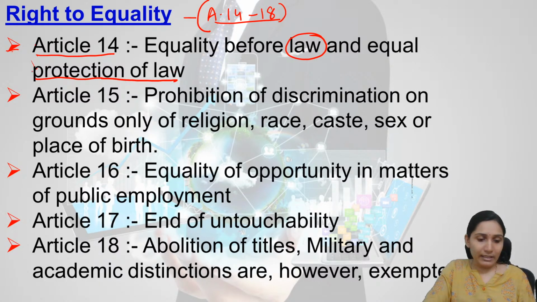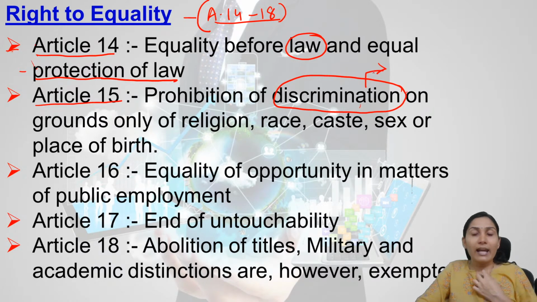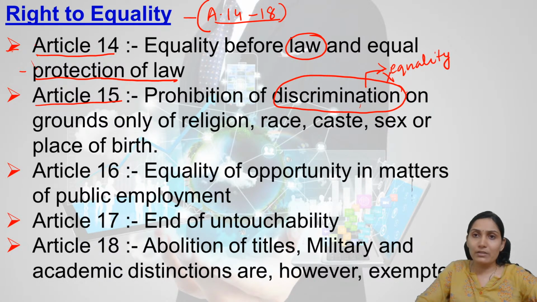Next one is Article 15, that is prohibition of discrimination. Again, discrimination is against equality. The first fundamental right itself is right to equality, and under that, under Article 15, we have prohibition of discrimination. Discrimination is just the opposite of equality.